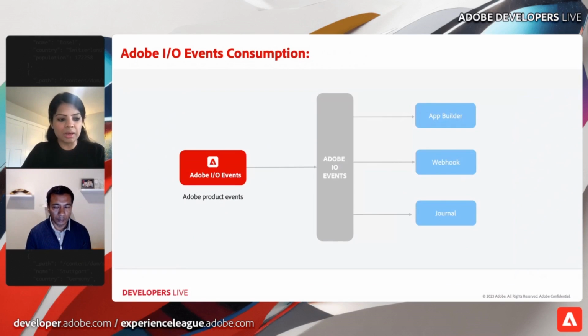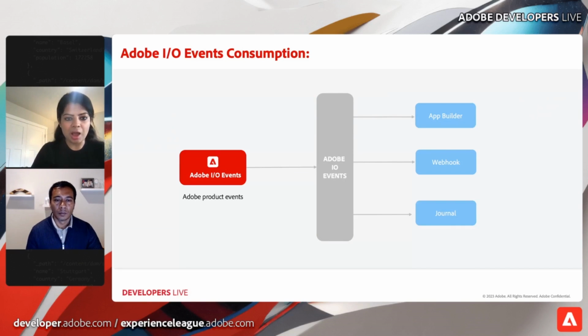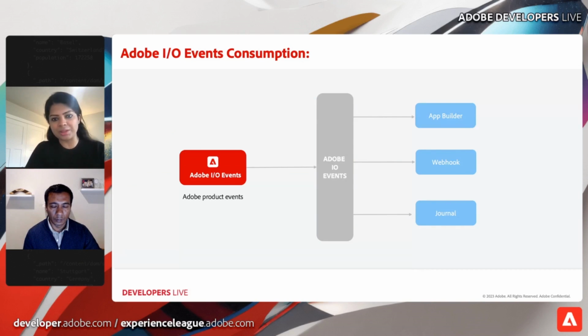We talked about the PubSub model, and now I'm giving you a quick overview of how subscribers can do consumption. IO Events is coordinating the delivery of all the events from producer to consumer, where producers are all the Adobe product events and consumers are all our Adobe developers. This consumption mechanism allows all our consumers to respond immediately. And a producer would not even know whether the consumer is listening.